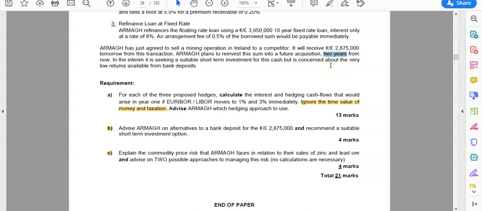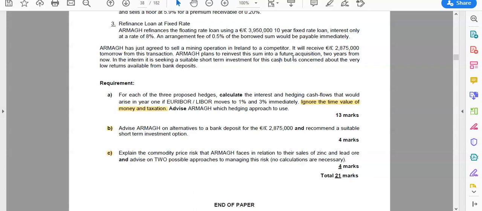You're probably not suited to put it into an equity portfolio because the share price could go up or well as down in the next 2 years, and you may not have enough money on hand for the future acquisition in 2 years' time. So the most realistic one, as you'll see in the solution, is probably put it into a diversified portfolio of government and or corporate bonds.